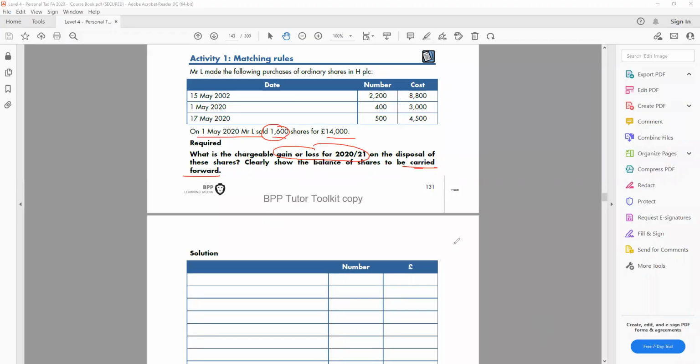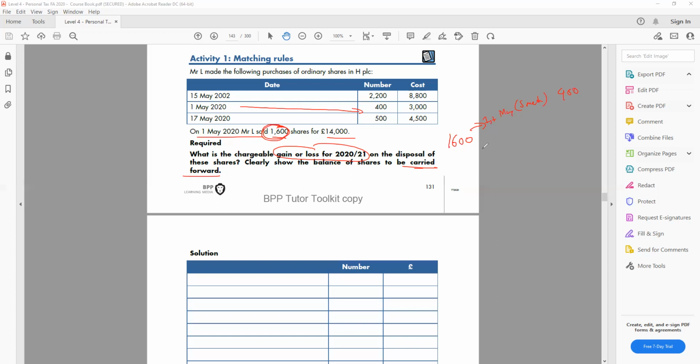All right, so the first thing we have to do is know the matching rules, so that we can match the 1,600 shares sold. We have to find where they are going to come from. The first one is the same day, 1st of May, when we are selling. On the 1st of May, we have some shares that we bought. So that is the same day rule. On the same day, we have 400 shares. So out of 1,600, 400 come from the same day.